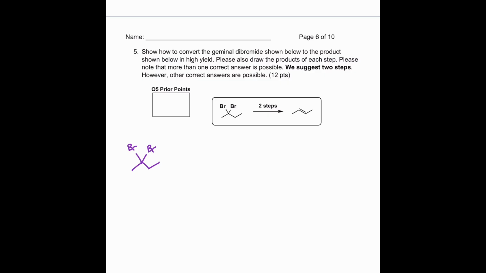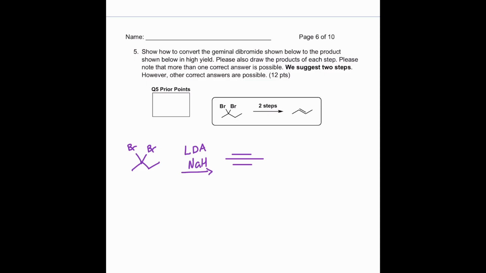But then there's things like LDA or NaH. Those are just really strong bases that we know about. So those are going to reduce it down to that triple bond, because there's really no way for us to go from a dihalide to an alkyne without being more than 2 steps. So this is going to be the first part.